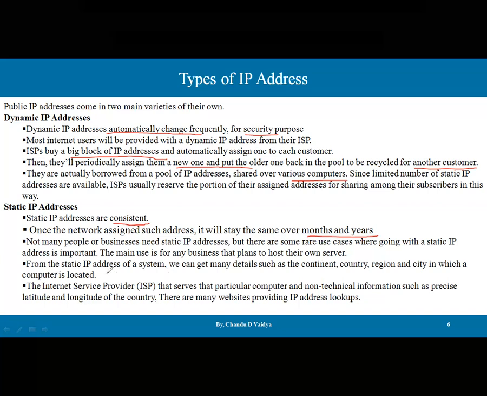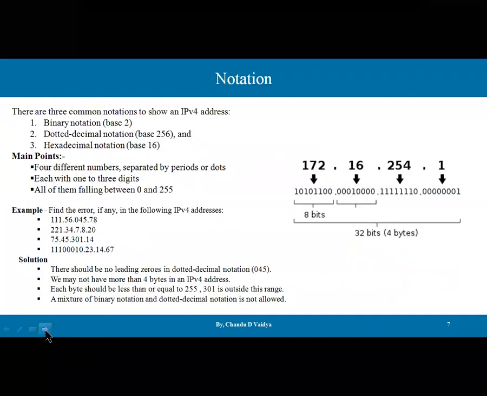From the static IP address of a system, we can get many details such as the continent, country, region, and the city in which the computer is located. So this is the clue we can get from static IP addresses. We can also get the ISP that serves that particular computer and non-technical information such as precise latitude and longitude of the country. There are many websites providing IP address lookups. So this information can be easily got from static IP addresses. So a static IP address, we can say, is going to be more harmful than a dynamic IP address, because it is going to be consistent over many months and years.